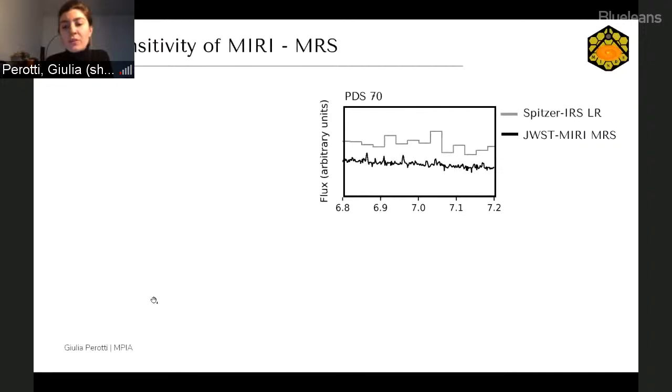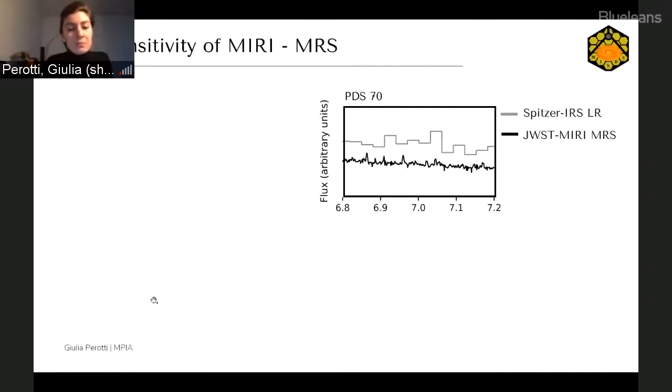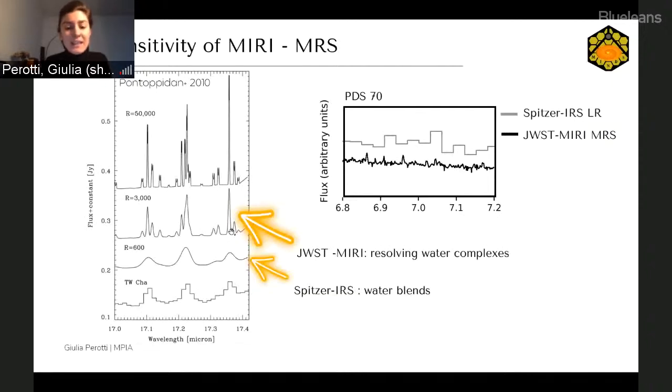This brings me back to a prediction that dates back to 2010 by Klaus Pontoppidan, where you can see the James Webb MIRI prediction of how the spectrum will look. Right now we can see that Klaus was right, because we are able to resolve water complexes and even resolve lines in some cases in the MIRI range.